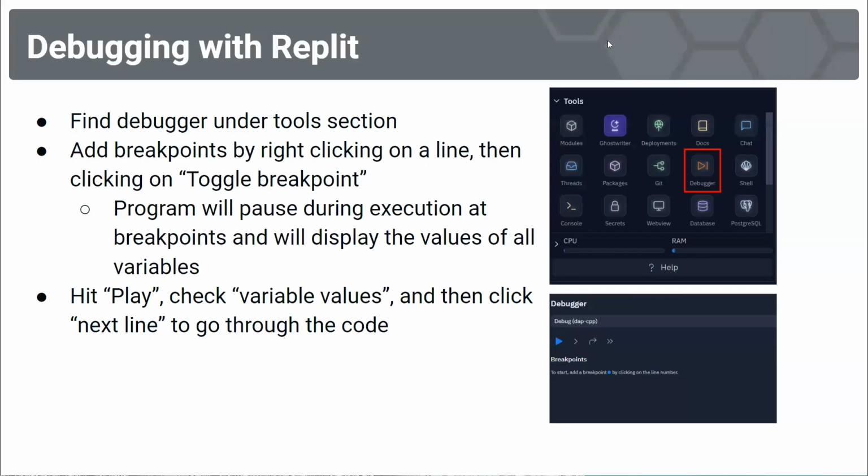If you're running into problems with your code, or you want to see your code line by line, then you'll want to debug. You can find a debugger in Replit under the Tools section, and then you can add breakpoints by right-clicking on a line, then clicking on Toggle Breakpoint. Breakpoints are important because the program will pause during execution at breakpoints and will display the values of all variables. Then you can hit play, then check the variable values, and then click on next line once you're ready to go through the next line.